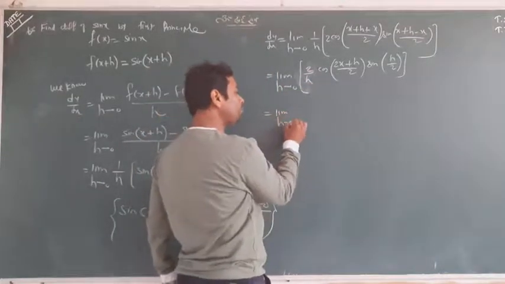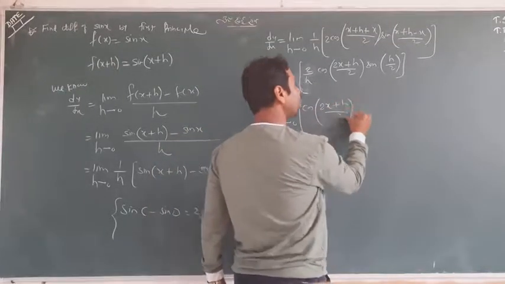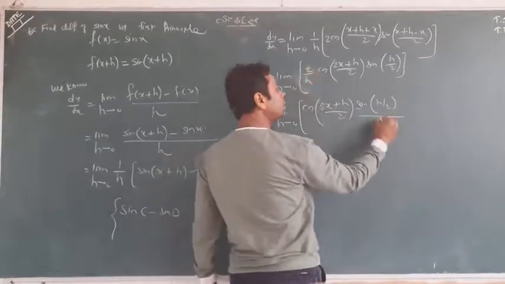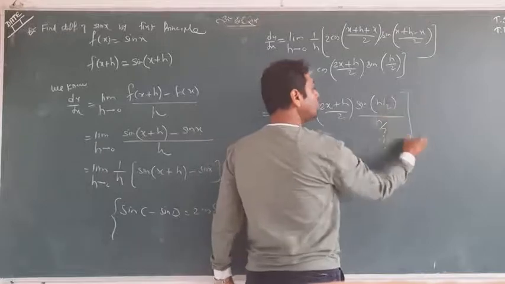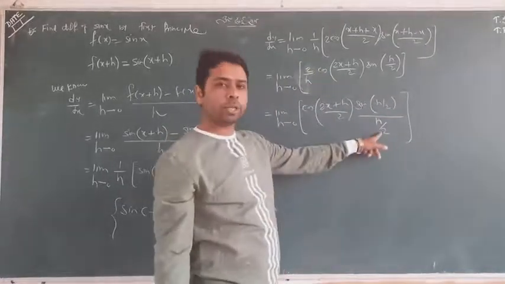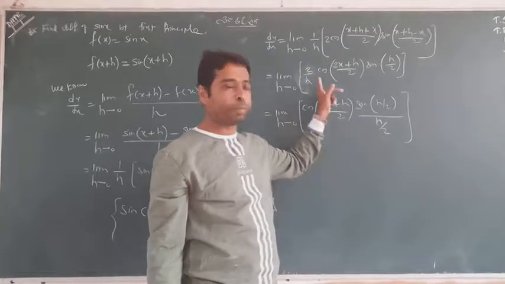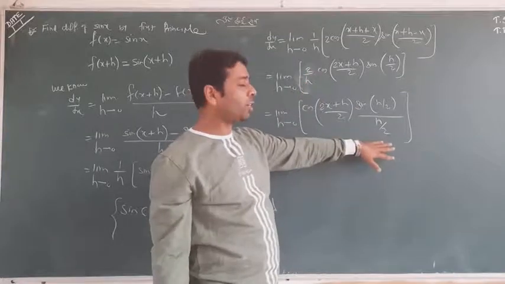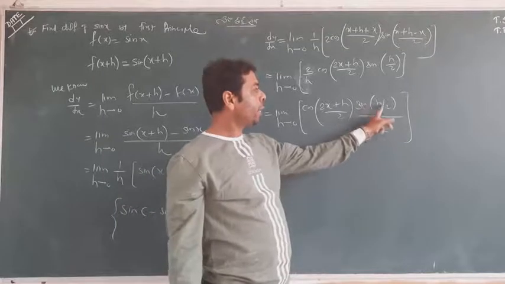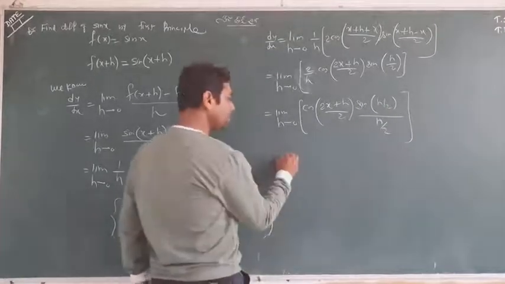What I will do now, cos of 2x plus h by 2 I will write the same, and this is my sin h by 2. I will transfer 2 by h into the denominator as h by 2. Again I say it myself, 2 by h it was, I transfer to the denominator, it's going to be h by 2. It is 2 by h in numerator, I shifted it to the denominator, it is h by 2. And why did I do so? Because I wanted sin h by 2, with the angle equal to the denominator. I did so. And then what I will do?